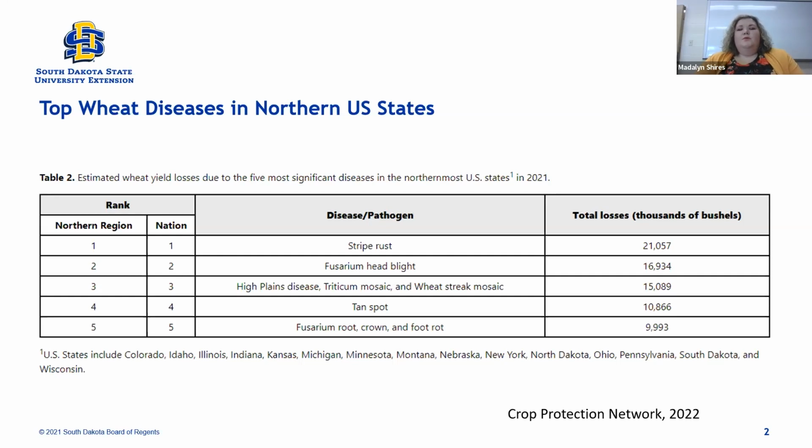Stripe rust is the most reported. It's the most frequently reported loss for wheat, followed by Fusarium head blight, which is what Esneider was talking about previously. Also, wheat viruses such as high plains disease, triticale mosaic, and wheat streak mosaic, tan spot, and Fusarium root, crown, and foot rot.